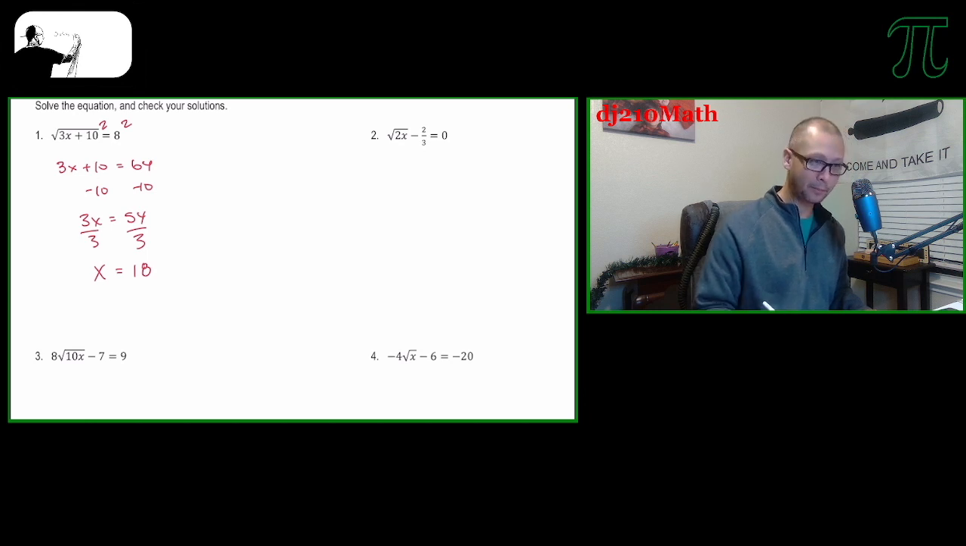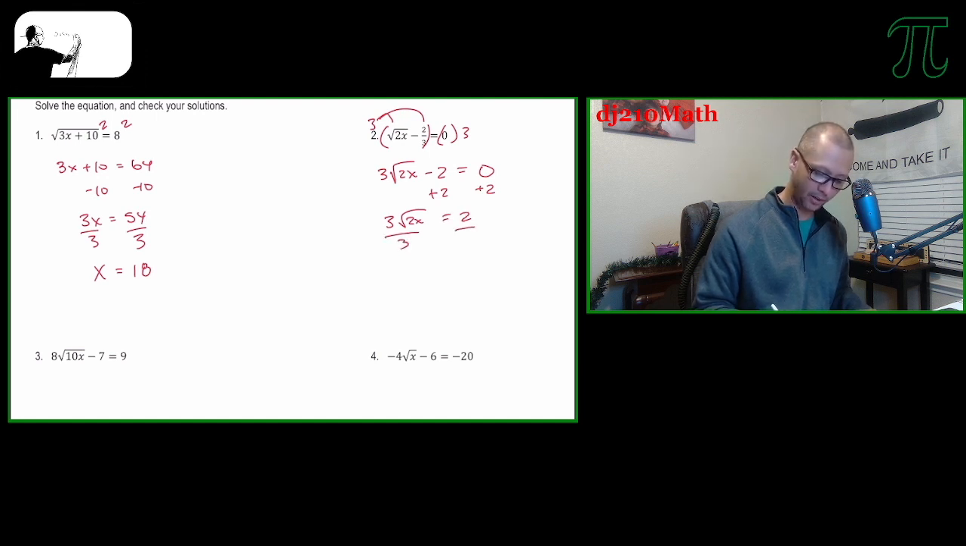I want to multiply everything by 3. Why? Because I want to clear the fraction. This is going to be 3. Right, you have to distribute. 2x minus 2, right, because the 3 and the denominator is going to cancel. 0 times 3 is 0. I'm going to add 2. So 3 root 2x is equal to 2. Divide both sides by 3. Root 2x is equal to 2/3.